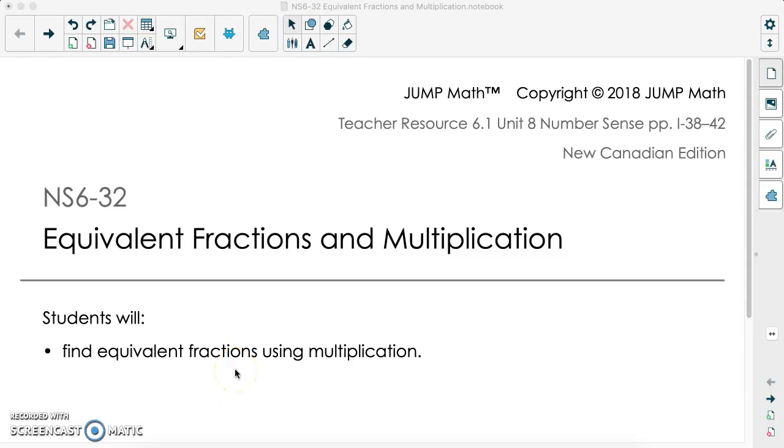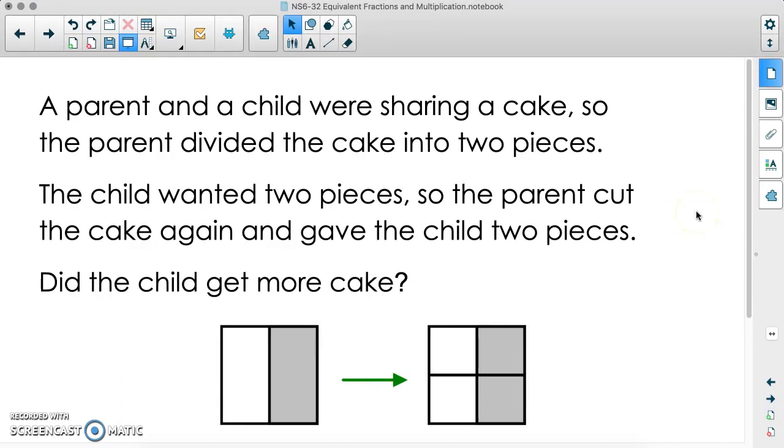Today's lesson is on equivalent fractions and multiplication. Students will find equivalent fractions using multiplication. If you have not previewed the vocabulary for today's lesson on your Power Learning, please do so now before you begin this lesson. You need to know what the word equivalent means. So let's jump right in.